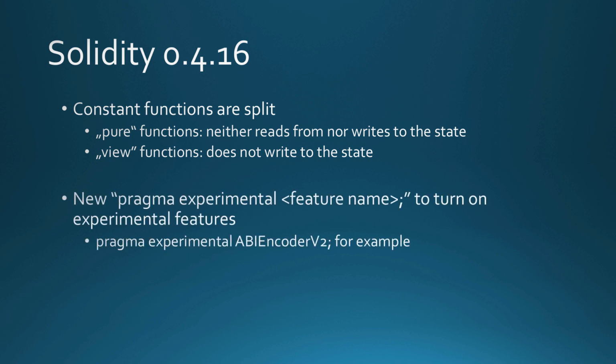Then another feature which is now turned on in Solidity is turning experimental features on and off with the pragma. So you can do pragma experimental and then the feature name to turn on experimental features. For example, the new ABI encoder version 2, and specifically this feature can go into arbitrary arrays, arbitrary recursion of arrays.